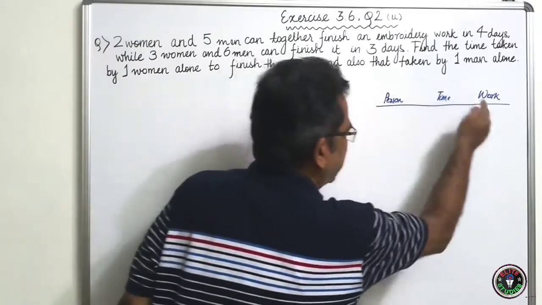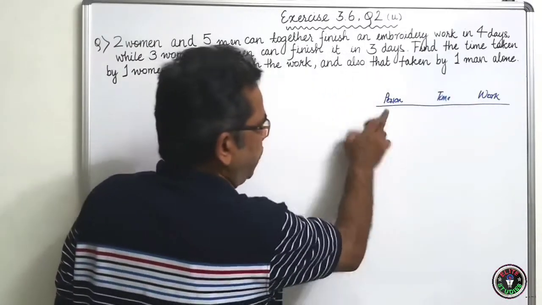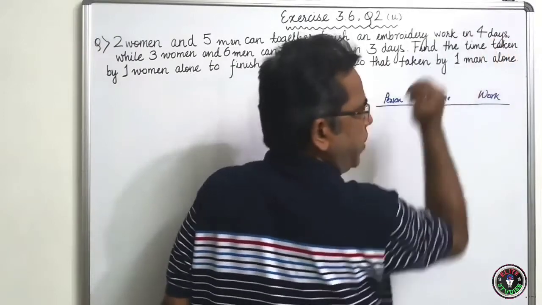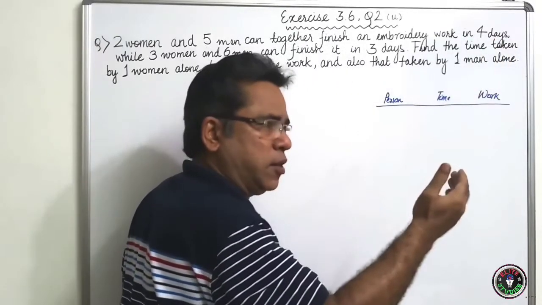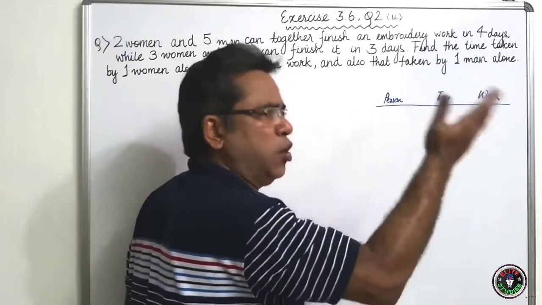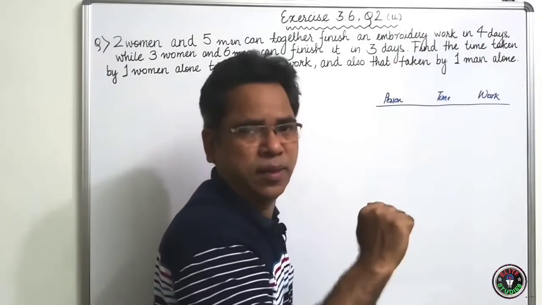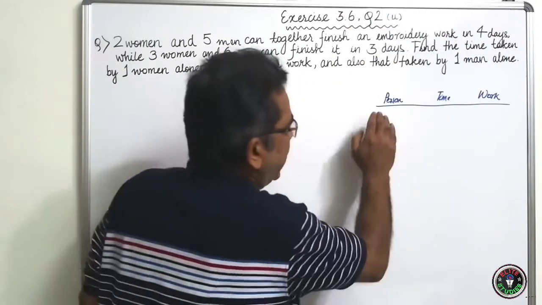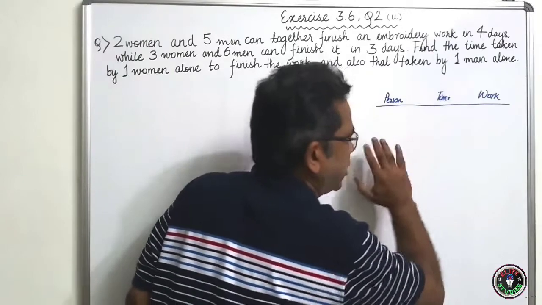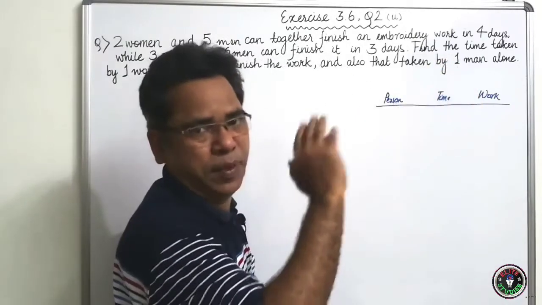Similarly, if you consider person and work, the more the persons, the more work will be done. So 5 persons will do a certain amount of work, so 10 persons will definitely do double the amount of work. It is needless to say. So here also the person and work have a direct relationship.